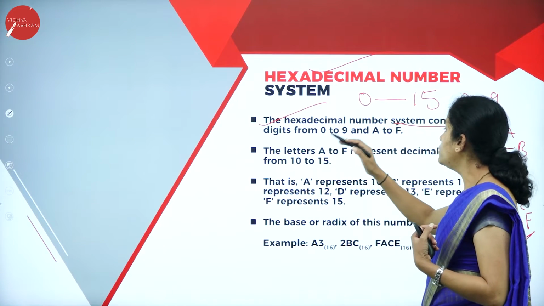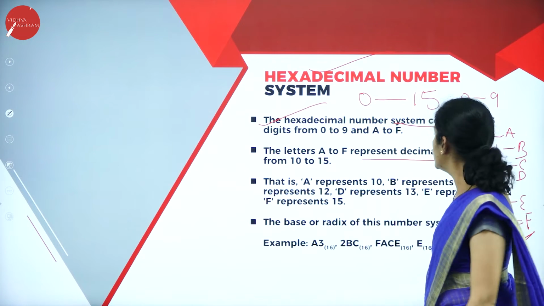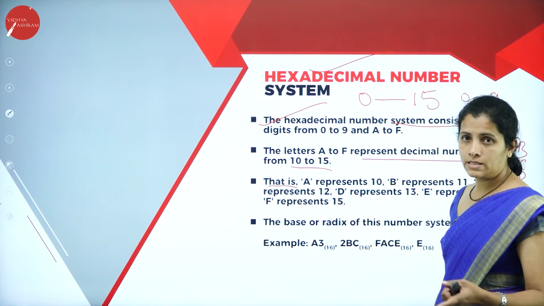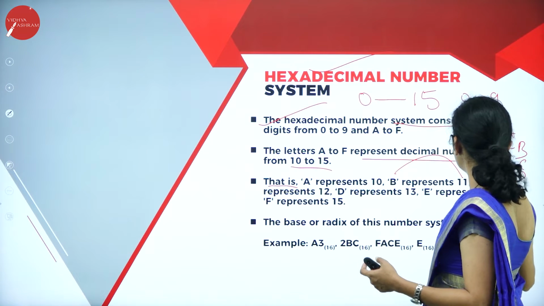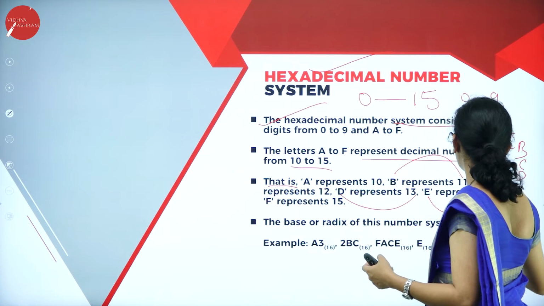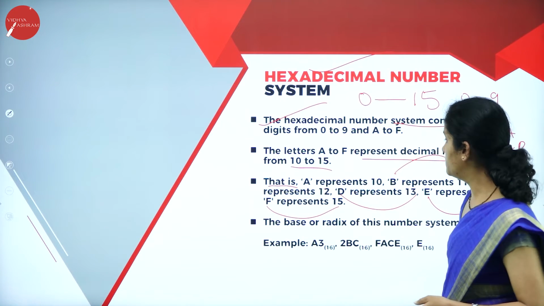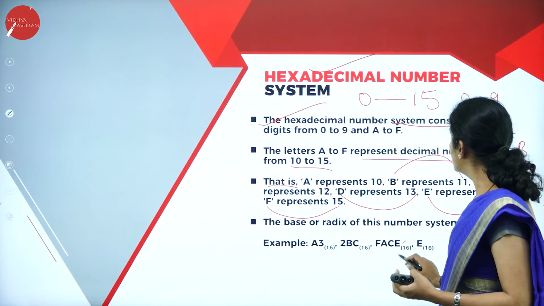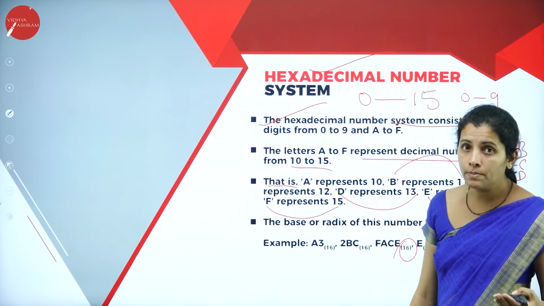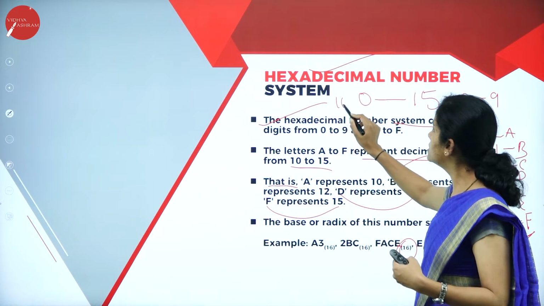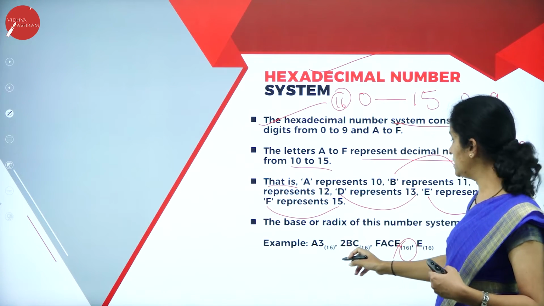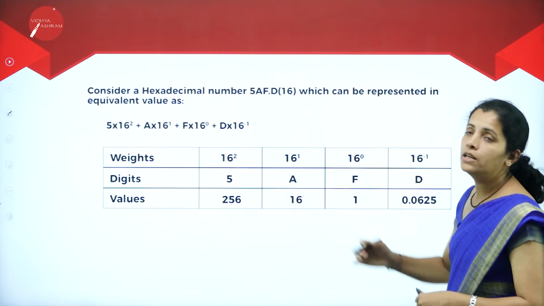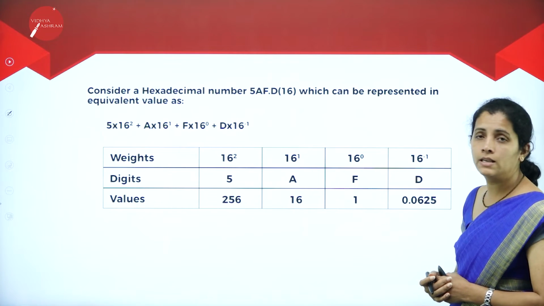So, the letters A to F represent the decimal numbers 10 to 15. That is, A represents 10, B represents 11, C represents 12, D represents 13, E represents 14 and F represents 15. So, how can I write the base here? To represent the base, I am going to have 16. That is, hexadecimal representation is nothing but base 16. So, A3 of 16 or 2BC of 16, etc. This is the table used to represent the hexadecimal number.